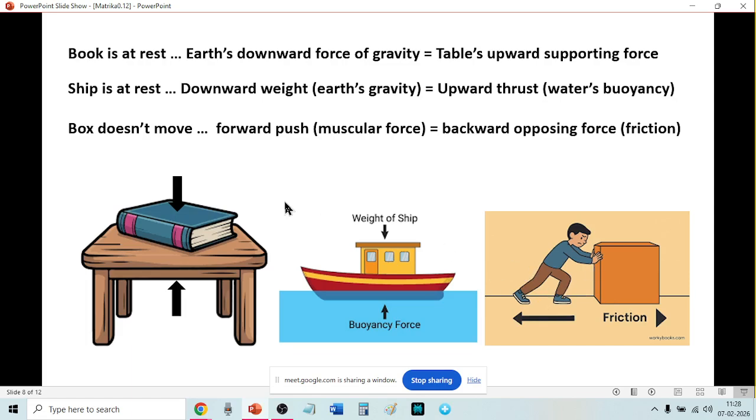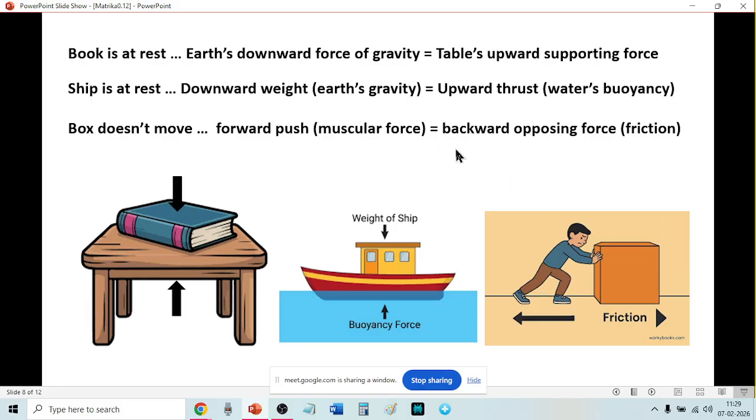Balanced forces will cancel out each other, so there is no movement. They are at rest. They are balanced forces, two equal and opposite forces: gravity or weight downwards, and buoyancy or the supporting table upwards. The boy is pushing to the right, and the friction is acting towards the left. Two equal and opposite forces, no motion, the body is at rest. They are called balanced forces.